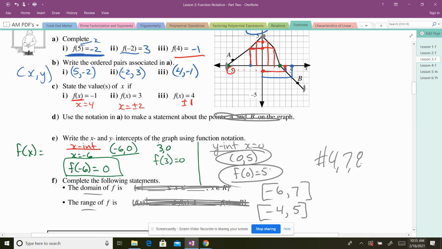4, 7, 8. For 8, you're doing B, C, and D, and 9, please.